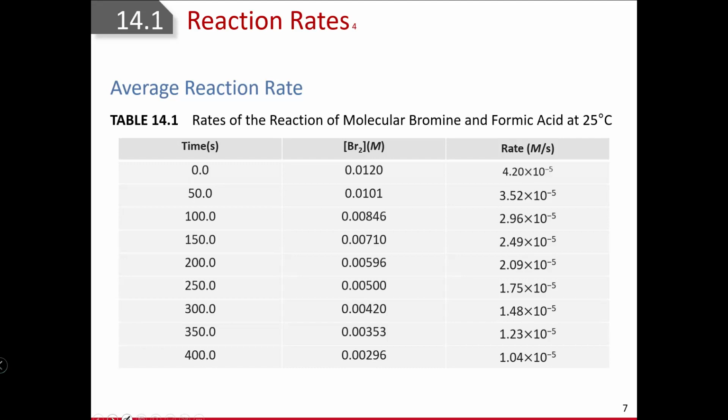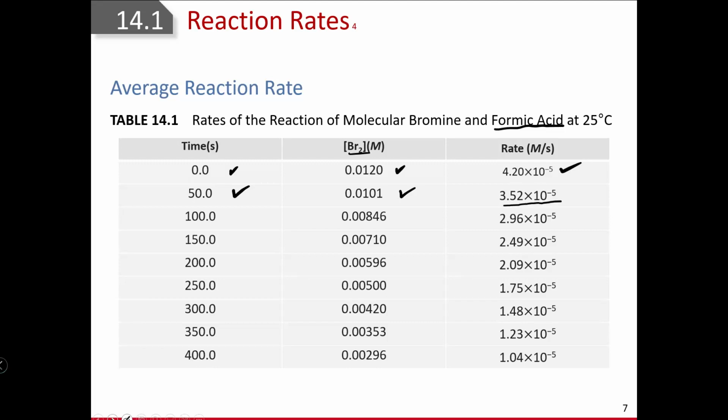All right, so this is what you're going to be doing in lab. You're going to start out at time 0, and you have the initial concentration of the bromine. And so if I take the concentration versus the time, and it is formic acid, there we go, and we get a rate of 4.20 times 10 to the negative 5th. So that's the initial rate. And so then after 50 seconds, we see a decrease in the bromine concentration. That makes sense because the bromine was a reactant. And so notice the rate has decreased a little bit.